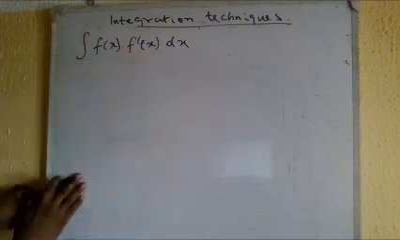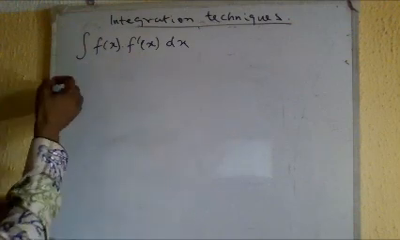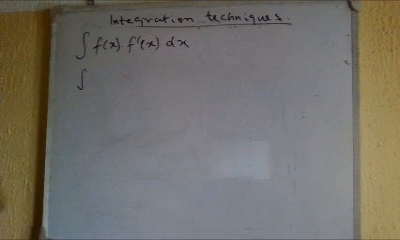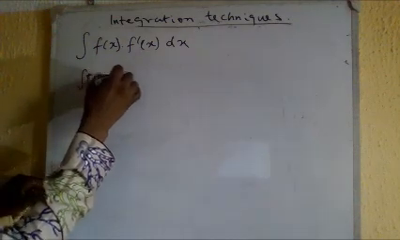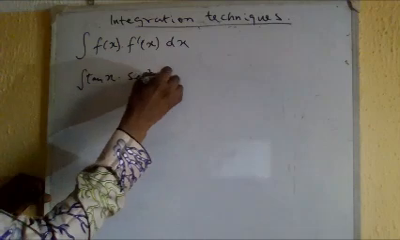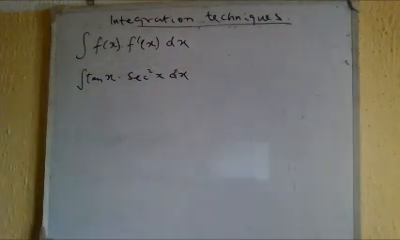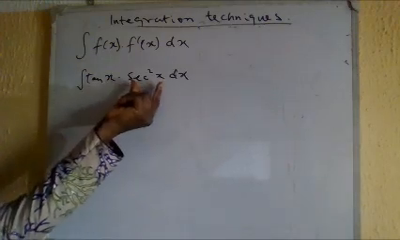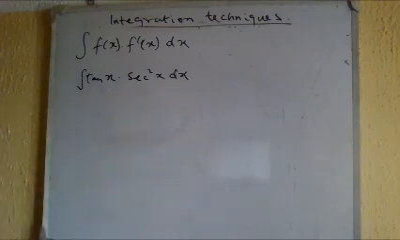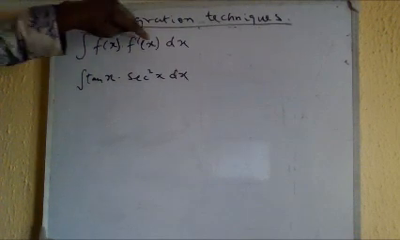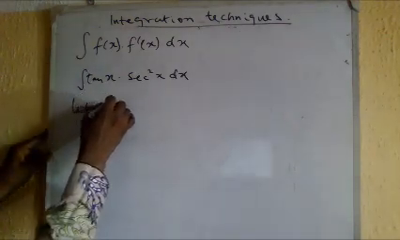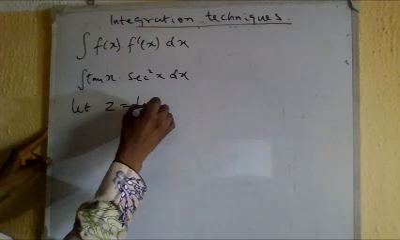For this particular one, let's say for instance I have the integral of tan x dot sec square x dx. So this is a product of 2 functions. This is the first function and the second function. We see that if you differentiate this one, you get this one. Understand? Now there's a way you can quickly tackle a product of 2 functions where one function is the derivative of the other. What we do is we say let z be equal to tan x.